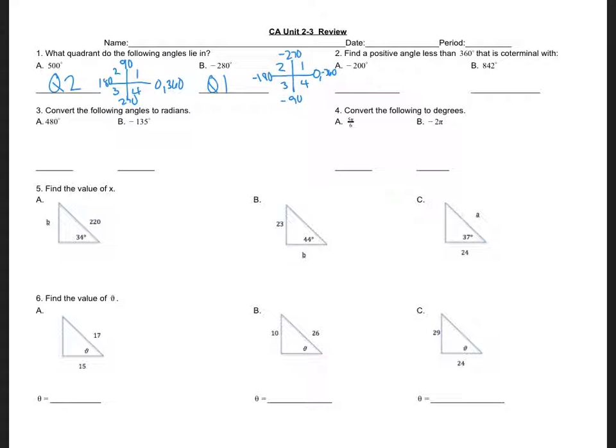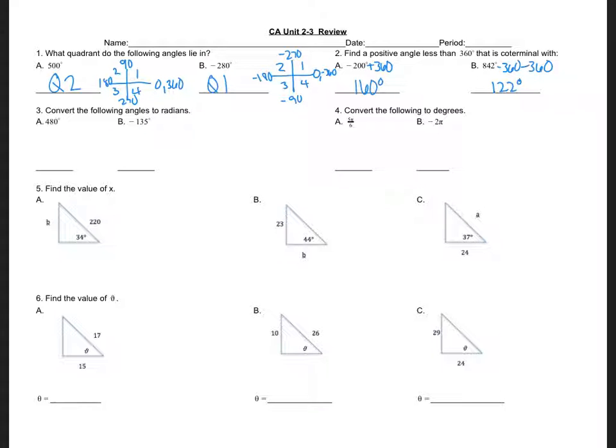All right, find a positive angle. So we're going to add 360 to this, and we get 160 degrees. We're going to minus 360 a number of times until we get to a positive angle between 0 and 360. So the first time I get 482, I'm going to do it one more time, and I get 122.